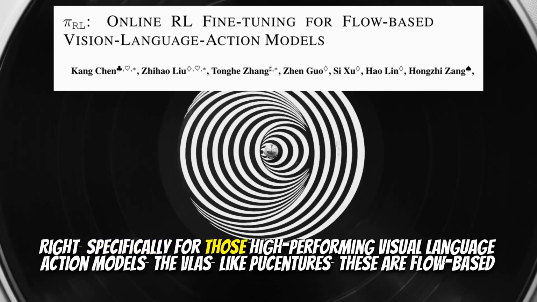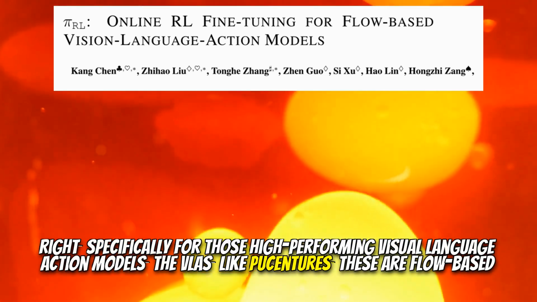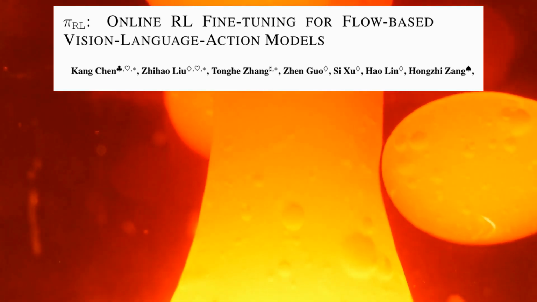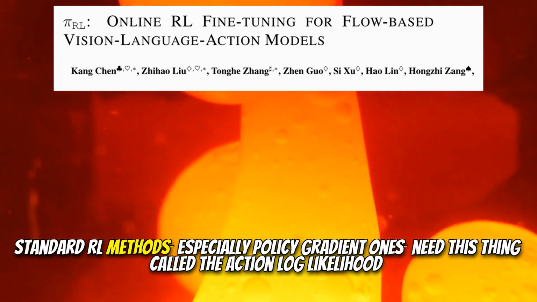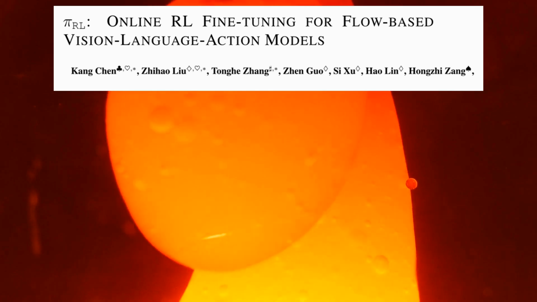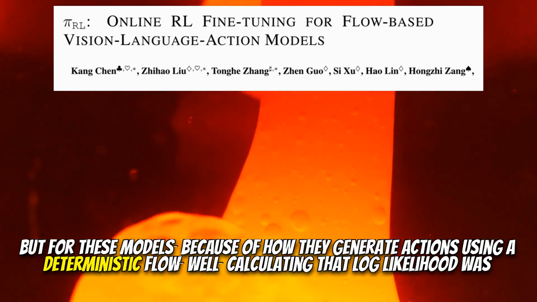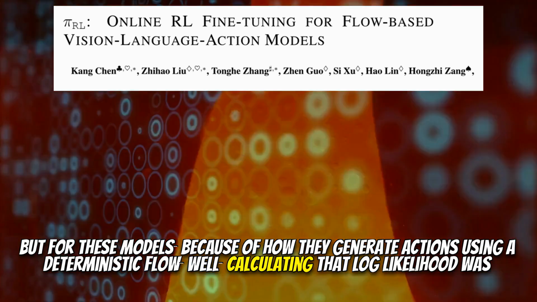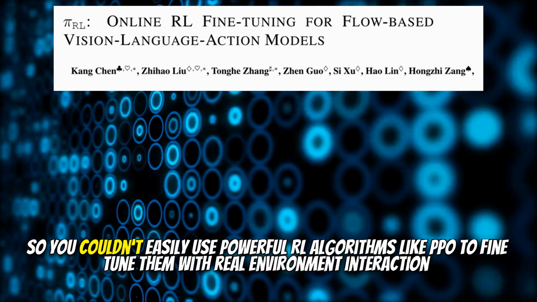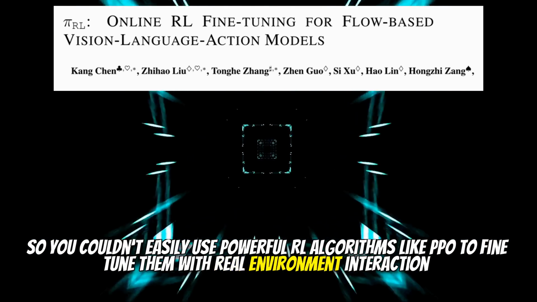Right, specifically for those high-performing vision language action models, the VLAs like Pi-zero and Pi-0.5, these are flow-based models. Exactly. And that flow-based part was the kicker. Standard RL methods, especially policy gradient ones, need this thing called the action log likelihood. But for these models, because of how they generate actions using a deterministic flow, calculating that log likelihood was basically intractable, couldn't do it reliably. So you couldn't easily use powerful RL algorithms like PPO to fine-tune them with real environment interaction.